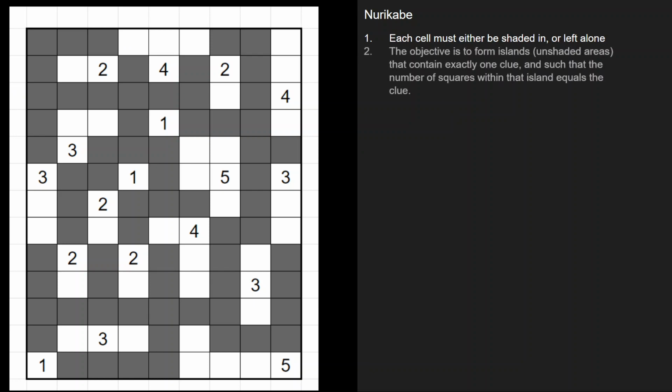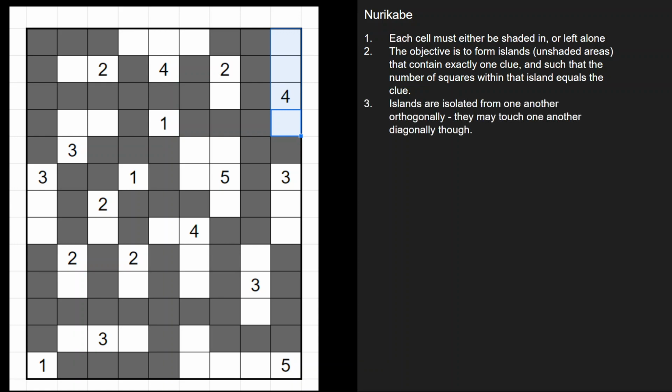And the objective is to form islands that contain exactly one clue such that the number of squares in that island equals the clue. So here we see, for instance, a 4, and we see 4 cells. Here we see a 2, and we see only 2 cells on that island. Here's another 4 cells in that island. So that's how islands work.